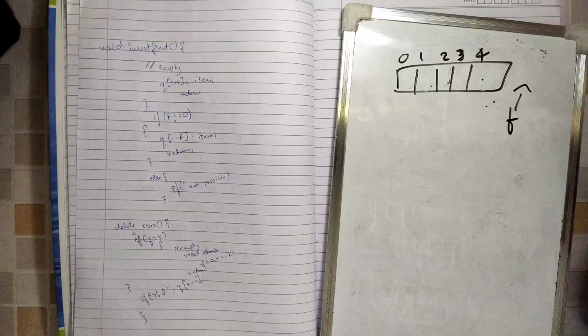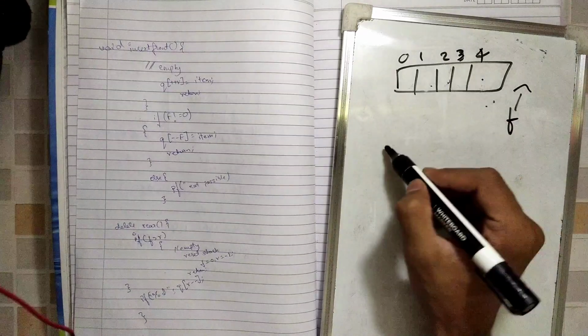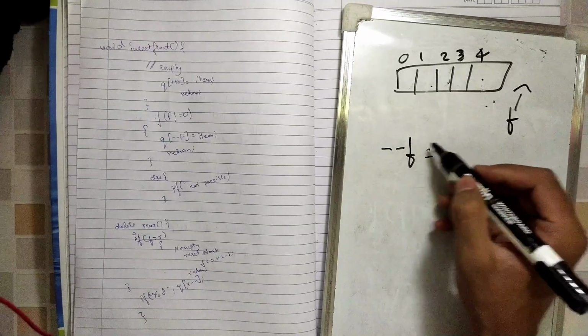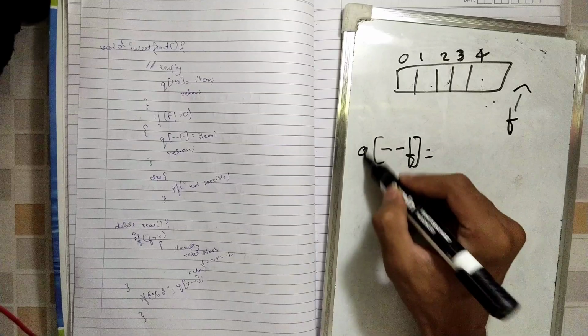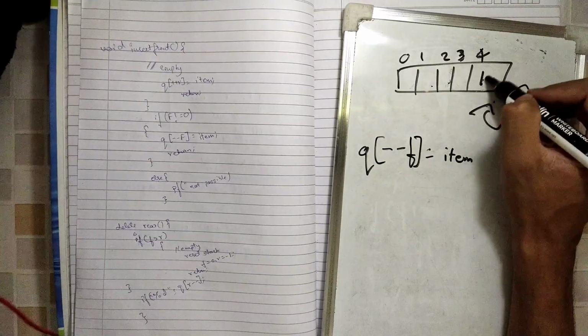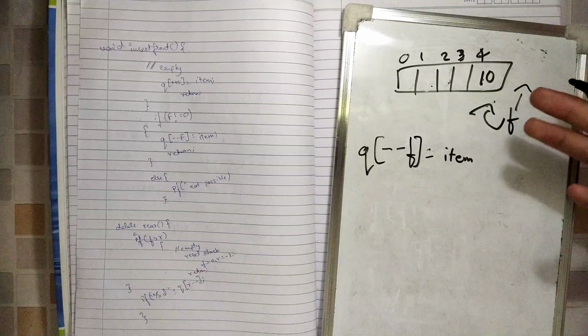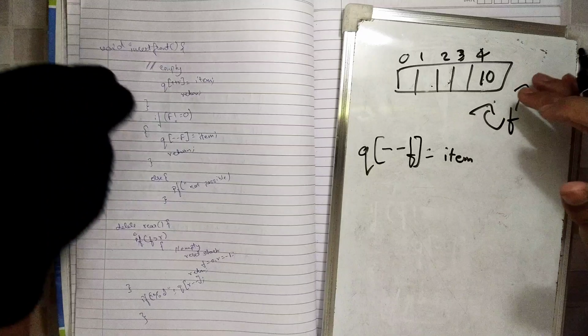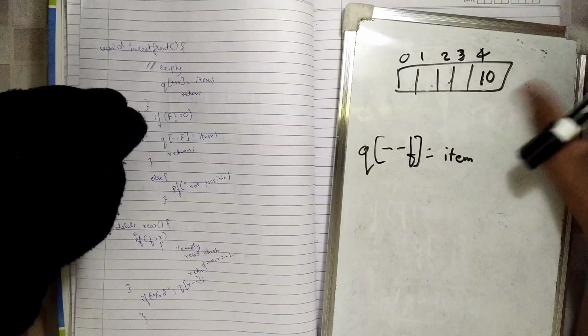Now what happens? If F is not equal to 0, then first I decrement F, F equals F minus 1. Then I say Q of that F is equal to item. So my F will come here, and then I can add one item here, 10. So this is nothing but insertion at the end, you can also say. But this happens when Q is empty and your F is at the last place.